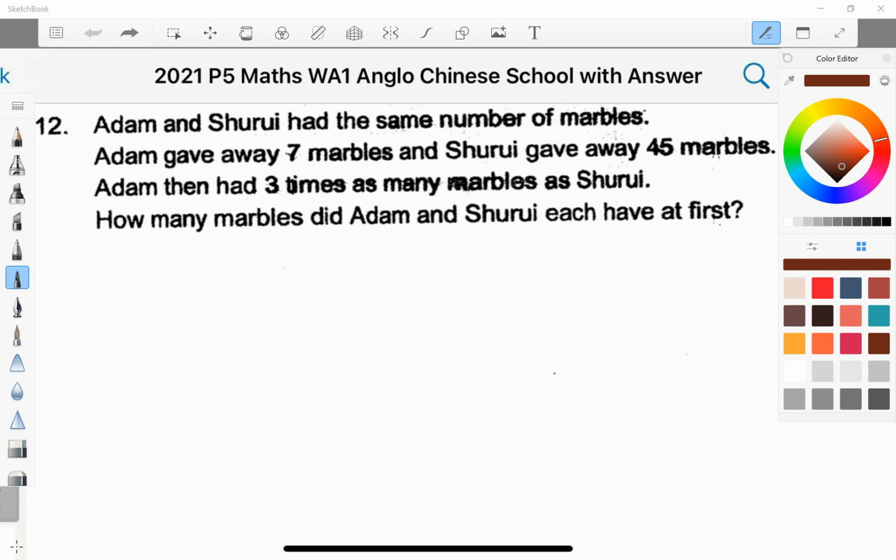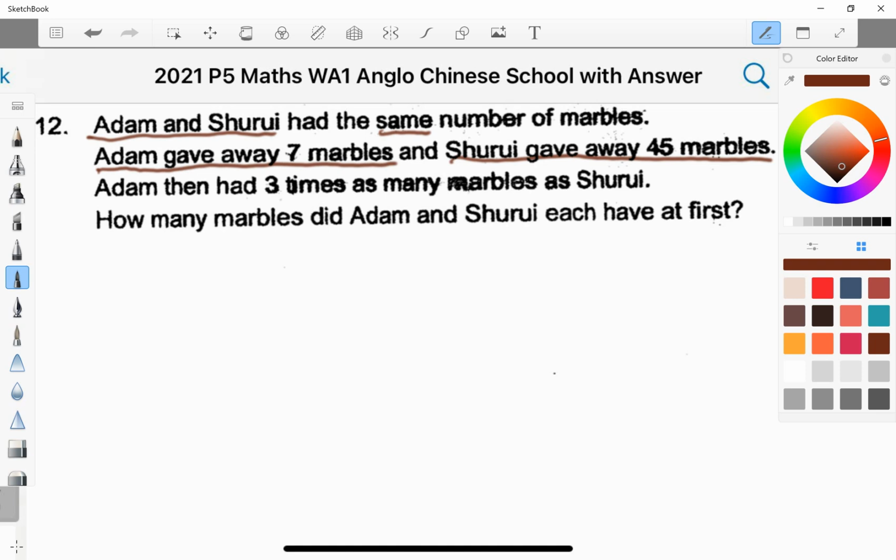Adam and Shure had the same number of marbles. So with my pencil, I'll underline Adam and Shure. I'll underline same. So this is to remind me that at the start, they are the same. Then Adam gave away 7 marbles and Shure gave away 45 marbles. And because of that, Adam then had 3 times as many marbles as Shure.